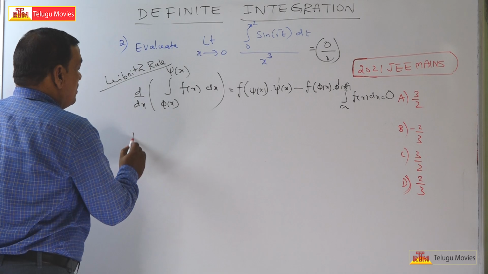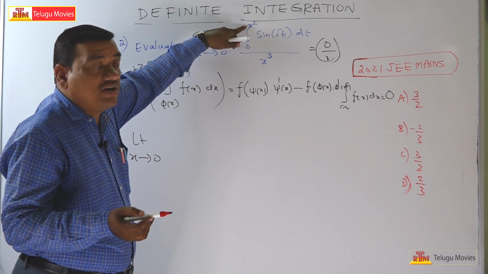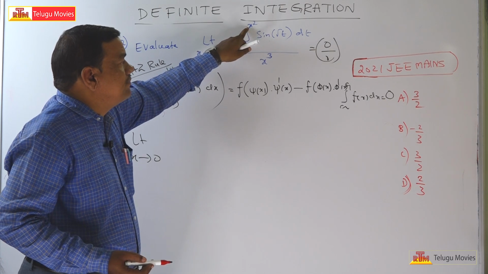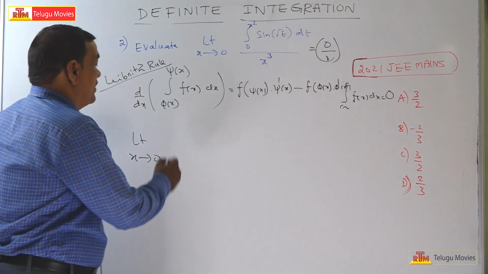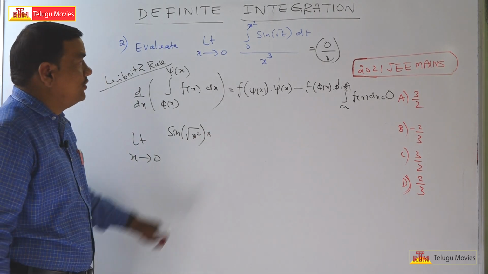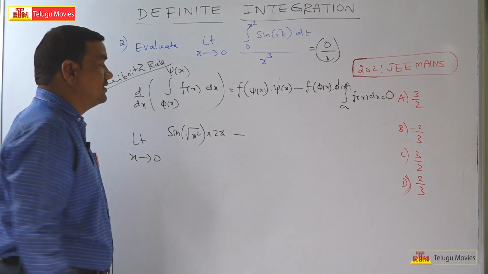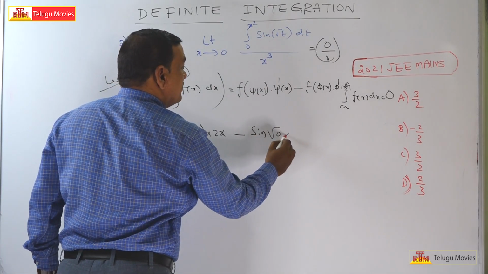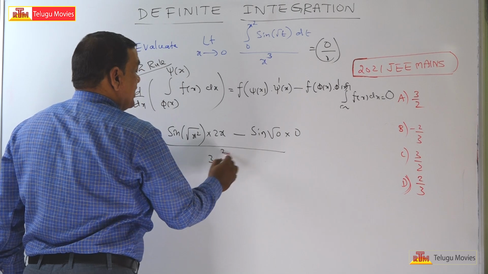So our problem is the limit x tends to 0. Then how to find out? What is the upper limit function here? x square. Lower limit function 0. Now what I told? Simply substitute x square in the function root of t. Here the variable is t. That's why this is equal to sine of root of x square into the x square derivative, 2x, minus sine of the lower limit, simply substitute here. Actually it is 0, I am writing. What is the derivative of 0? 0.